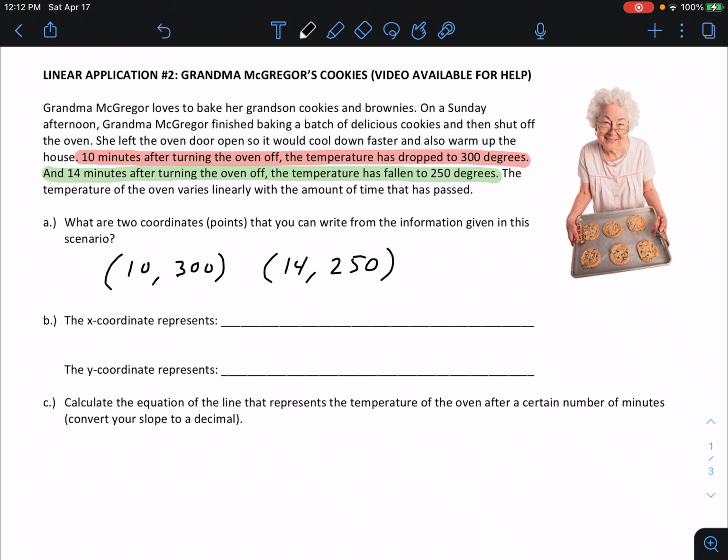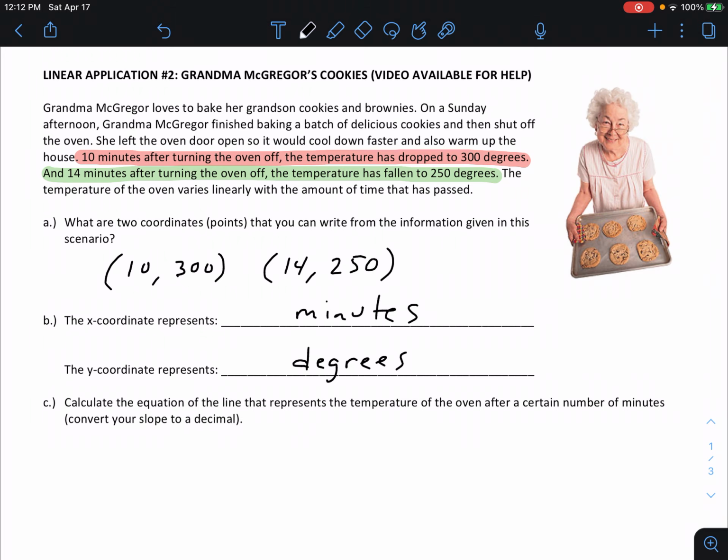Okay, so if you look at our coordinates or our points, the 10 and the 14 are the X values, and the 10 and the 14 are minutes. So the X coordinate represents minutes, and the Y coordinate is 300 and 250, which is temperature in degrees. So we would say the Y coordinate represents degrees.